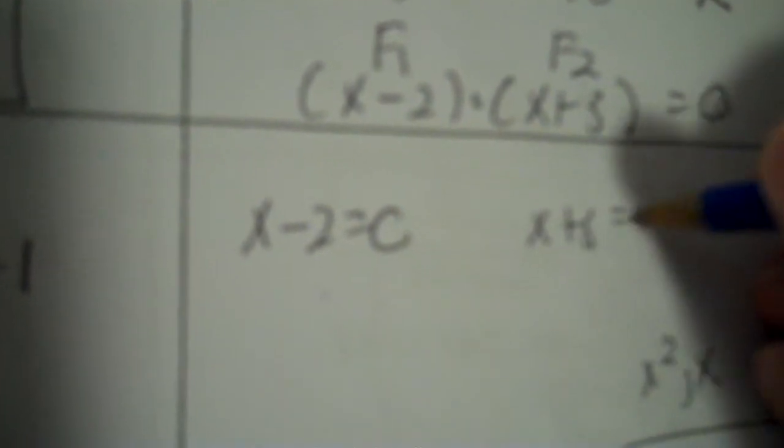We have 2. So x minus 2 could equal 0, x plus 3 could equal 0. So I add 2 to both sides, I get 2. Subtract your 3 from both sides, you get negative 3. Okay. Alright, next problem.